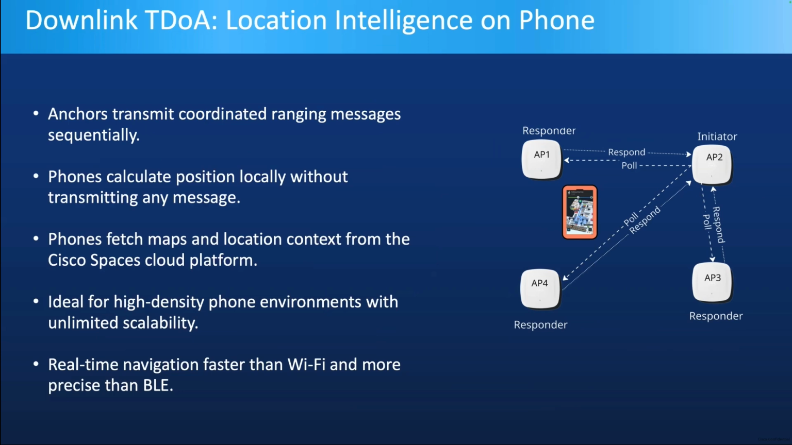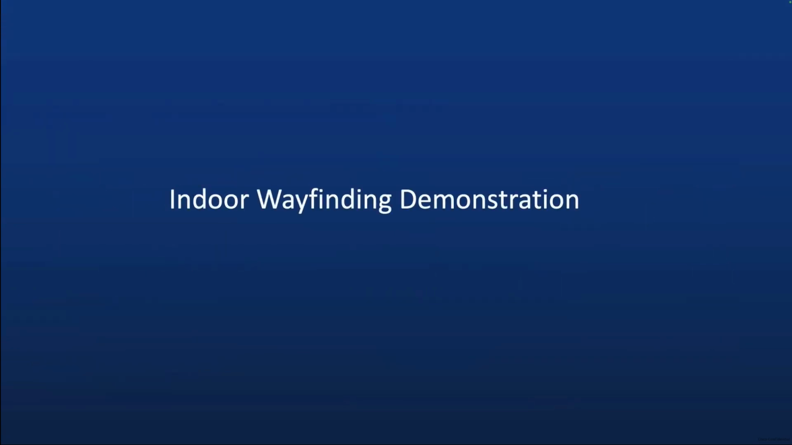Think about a GPS receiver, which is not transmitting any message to the satellite, while it is listening to the satellites and is able to compute the position. This is the beauty of downlink TDOA: we can have as many as infinite devices trying to find their positions. I have a one-minute cool demonstration on indoor wayfinding with an Android app. So let's watch it and then discuss further.